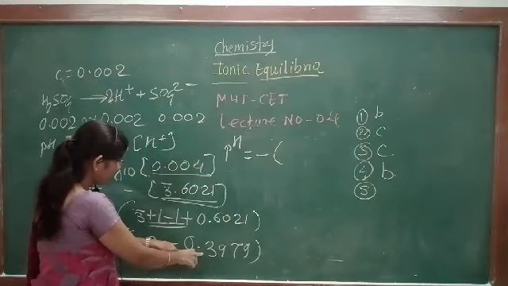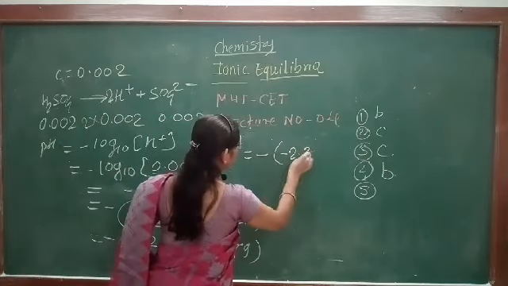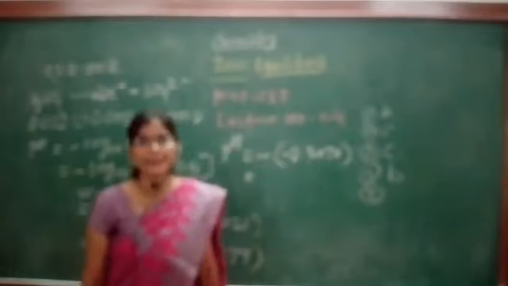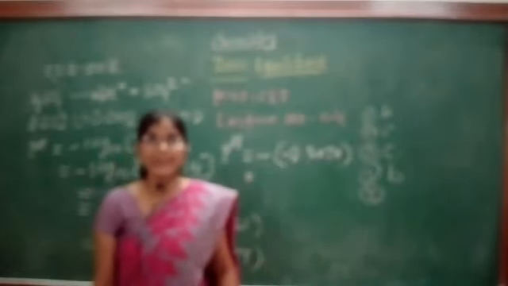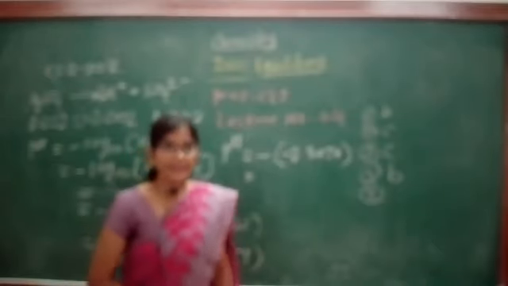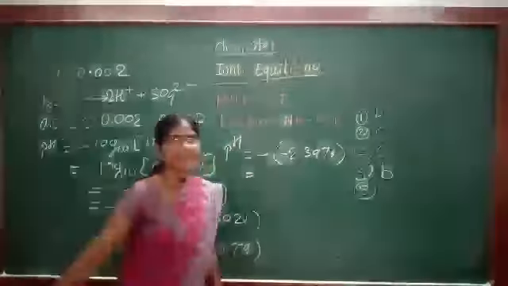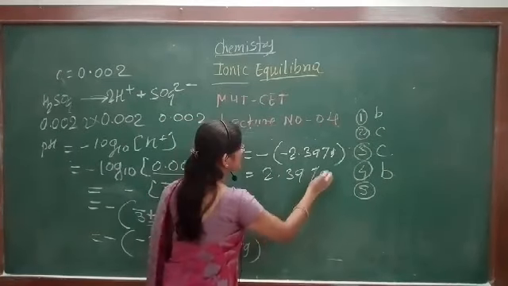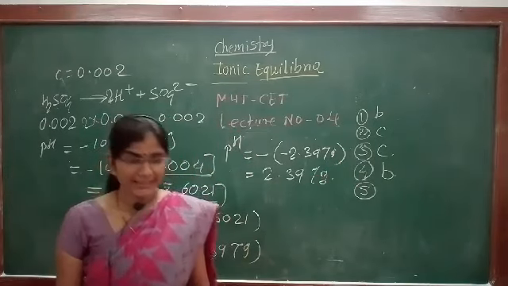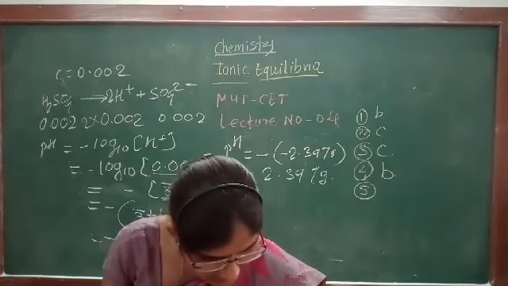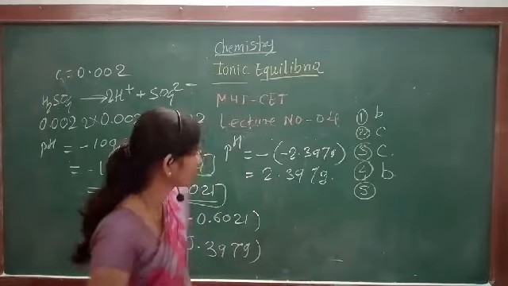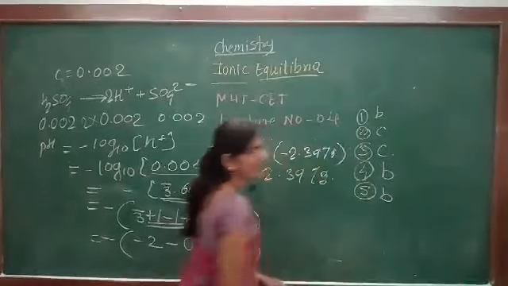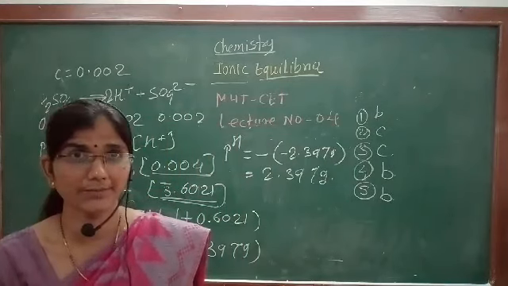Then if we add these two terms, we have 3979. Now the whole bracket becomes negative here, and therefore this negative and this negative become a positive, and the answer is 3979. And therefore the correct option is B. Option B is correct for this fifth question.